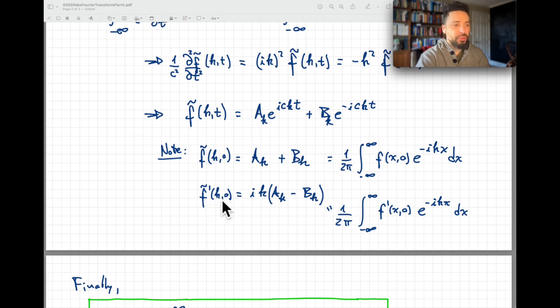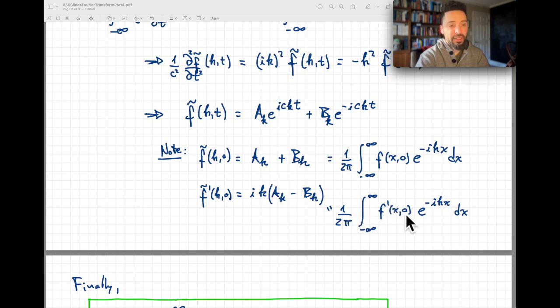Now, regardless of what you do, if you take one derivative with respect to time of this functional form, and you put then the time to 0, then you obtain this kind of equation where I actually missed the c here. There should be a c here, i c k (ak minus bk). And now that should be equal to 1 over 2 pi times the Fourier transform of the derivative of our profile with respect to time. So this prime here means with respect to time.